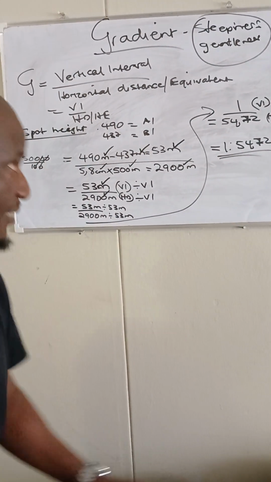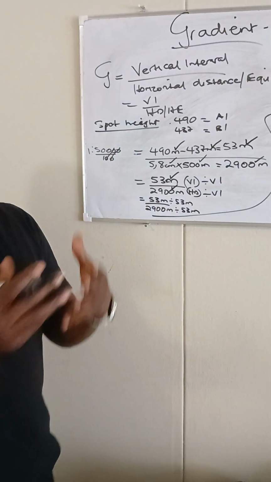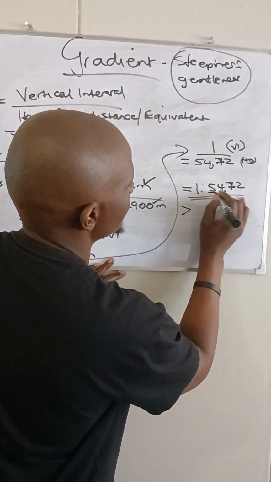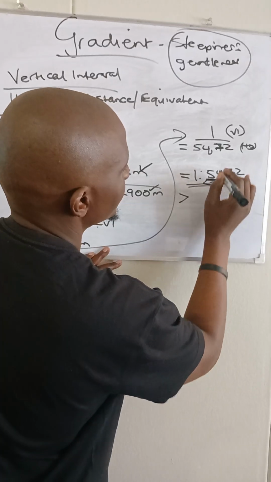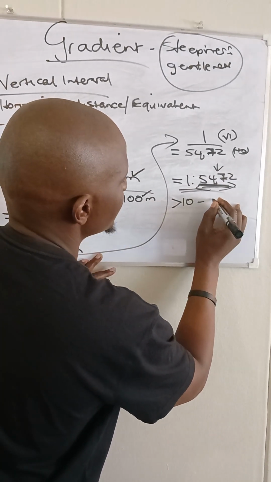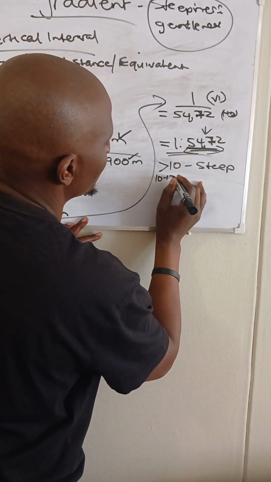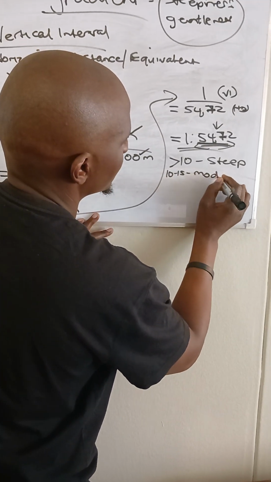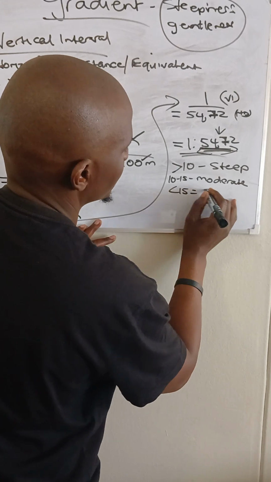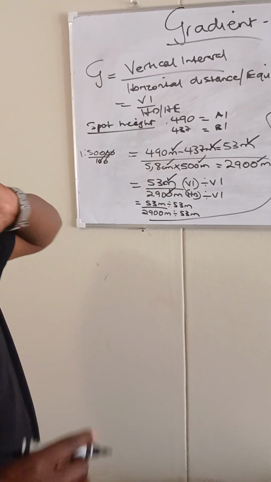However, you don't leave it like that either. Of course, you can be asked, is it steep or gentle? So you have to know that if this number is less than 10, meaning 10 and below, it means the gradient is steep. If it's between 10 to 15, it means it's moderate. If it's more than 15, your gradient is gentle. This is how you interpret your gradient.